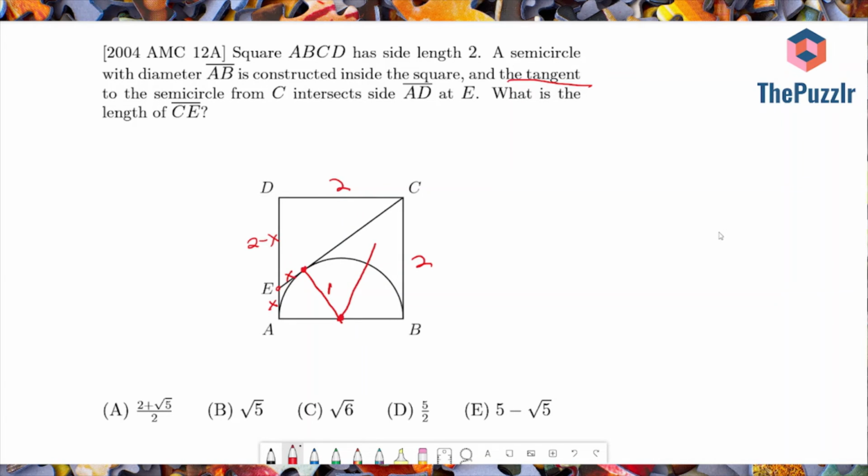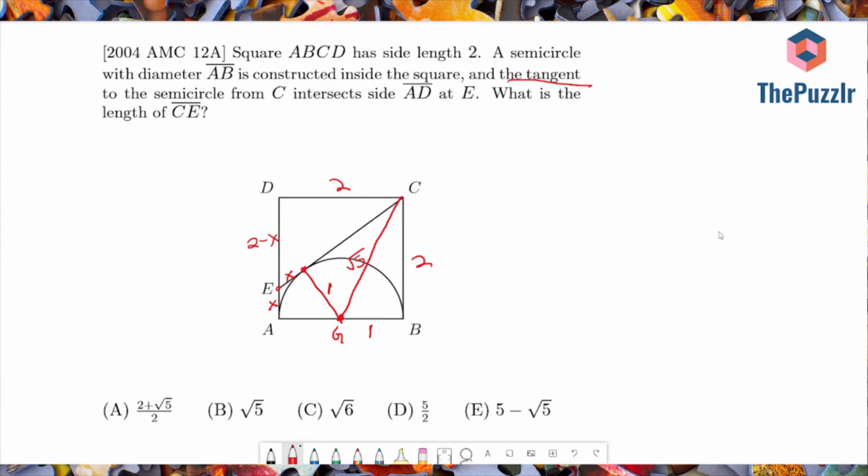Let's take a look. So we have this angle right here. Let's call this point some point G. We have that CB equals 2, GB equals 1. Well, using the Pythagorean theorem, we know that GC is equal to 4 plus 1, and then take the square root of that, which is square root 5. So GC equals square root of 5.